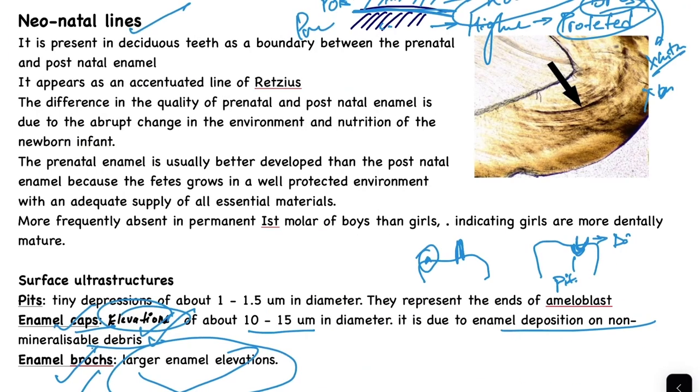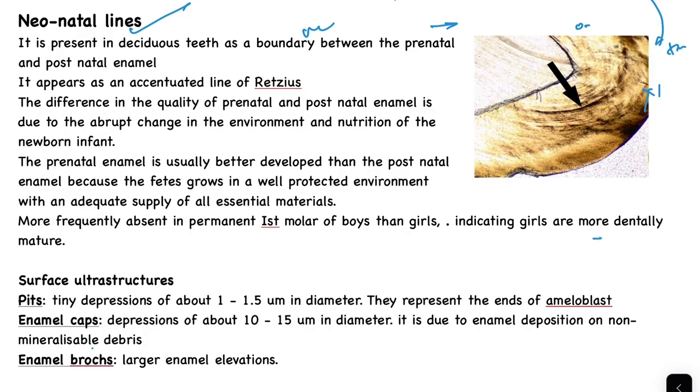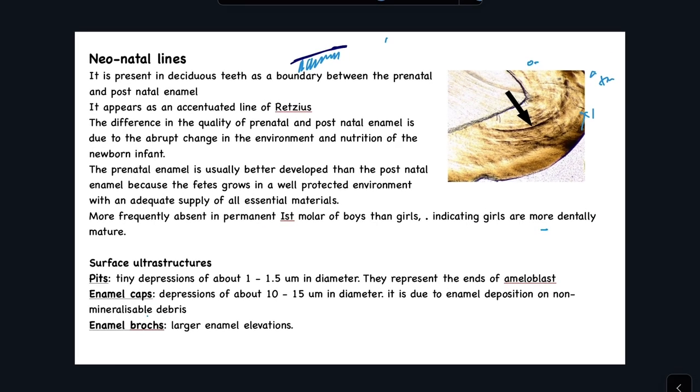Now, neonatal lines. So, what are neonatal lines? Neonatal lines are lines that demarcate the prenatal and the postnatal enamel. Okay, so there is some enamel that is formed before birth. This is called the prenatal enamel, and then there is some enamel which will be formed after birth. So, this is the postnatal enamel. This is prenatal, and there is a difference. This line which demarcates them, this line you can see over here, the dark brown line, it is called the neonatal line.